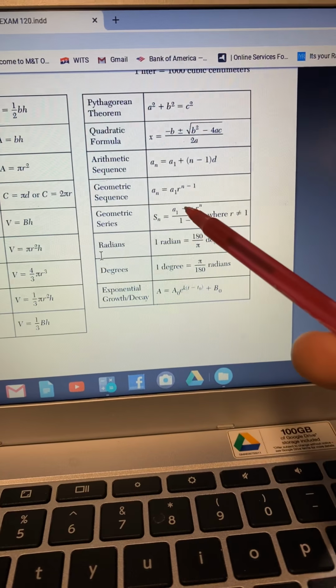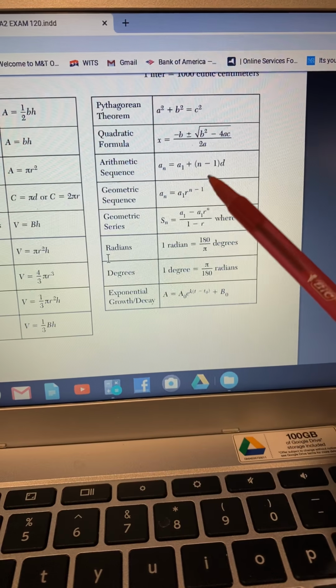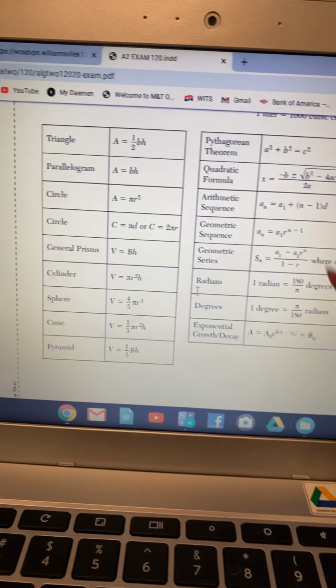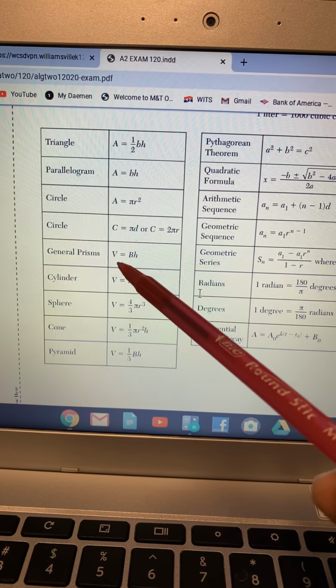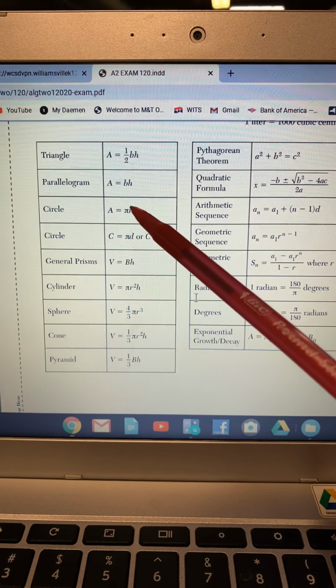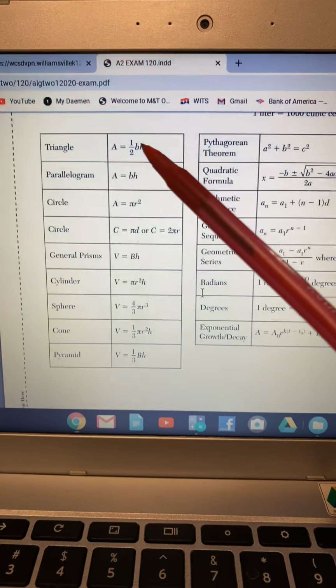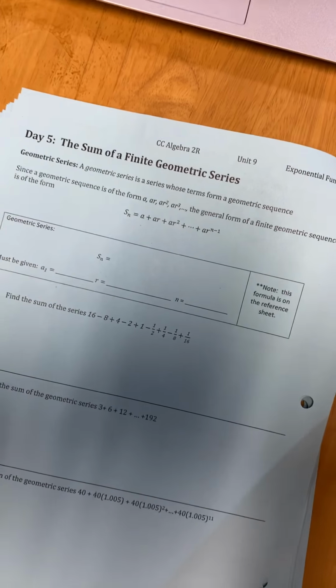Here's a geometric sequence, and here's an arithmetic sequence. So they only give you those three. And that's the rest of them. It's a good thing they give you volume of a prism, all these volume formulas, because they are not on the exam, nor is a circle, nor is a parallelogram, nor is a triangle. So thank you for all of those, New York State, for the Algebra 2.